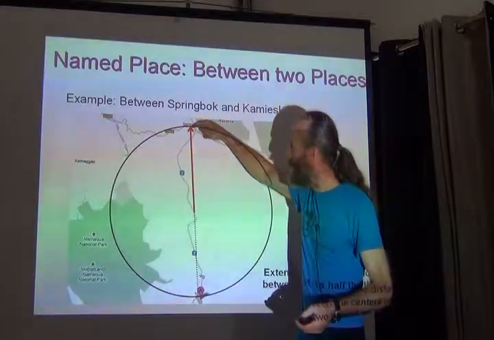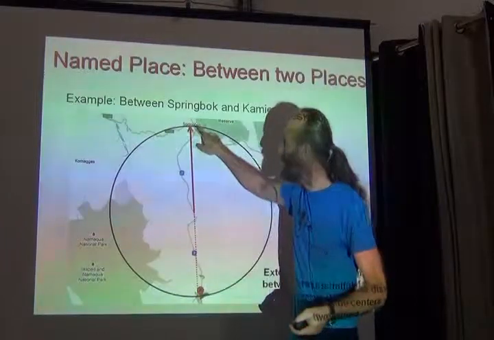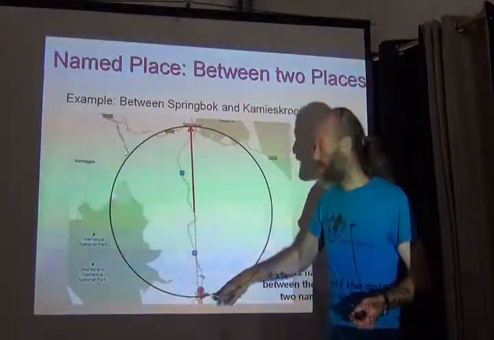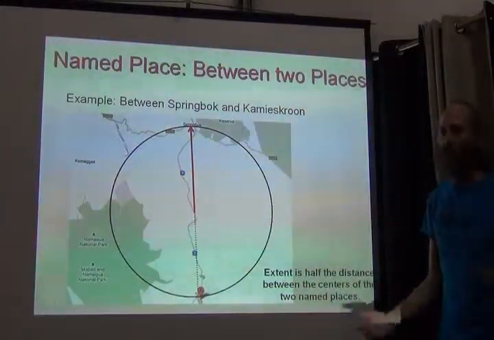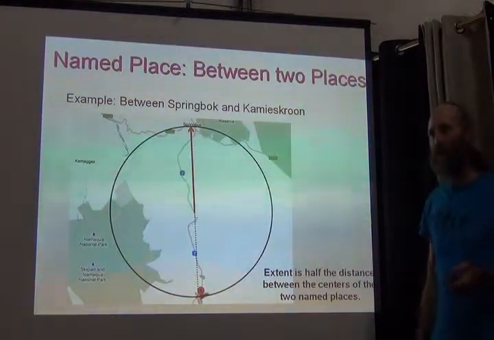So I'll take as my point the center point of the distance between the two, and I'll draw a circle that includes both of the others. So it's quite ample. It's everything that you might interpret as being between. That one seems fairly straightforward, at least in a simple case like that one.